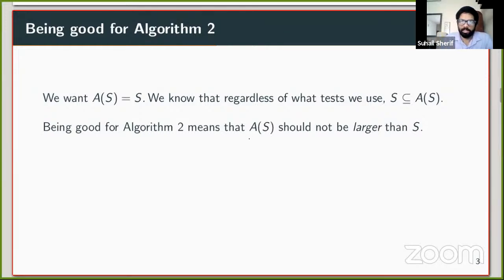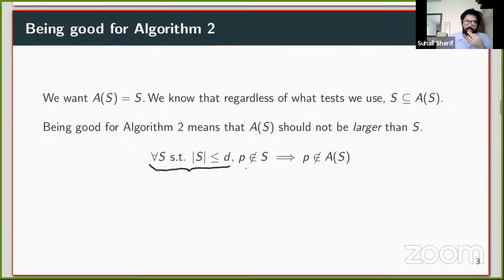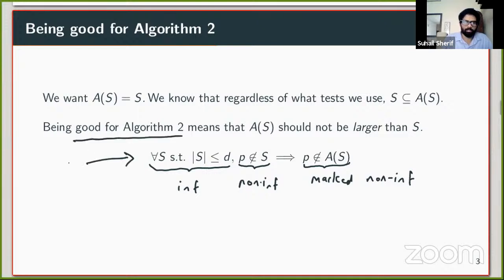We want that A of S should not be any larger than S. So let's state this again in mathematics. What we want is that for any possible infection configuration, and for any person who is outside of the infected list of people, that person should also be outside the output of the algorithm. So these are all the infected people S. This is non-infected, and it should be marked as non-infected. What we've written here is exactly the same as being good for algorithm 2. We've just rephrased it in a more mathematical way.